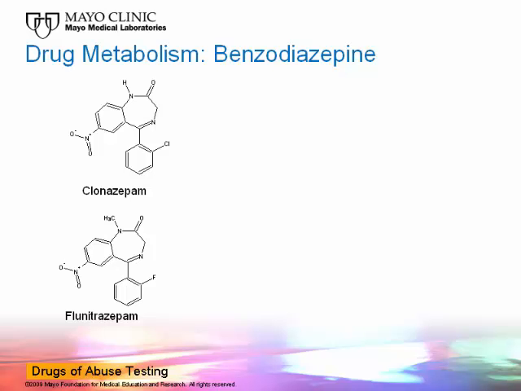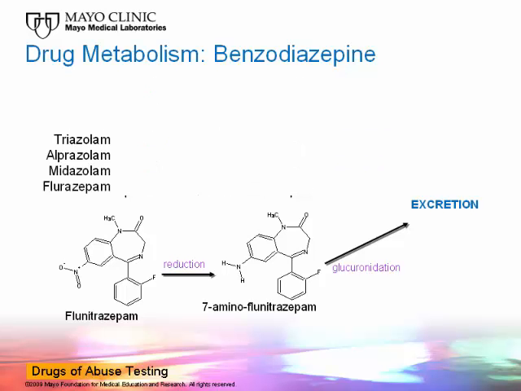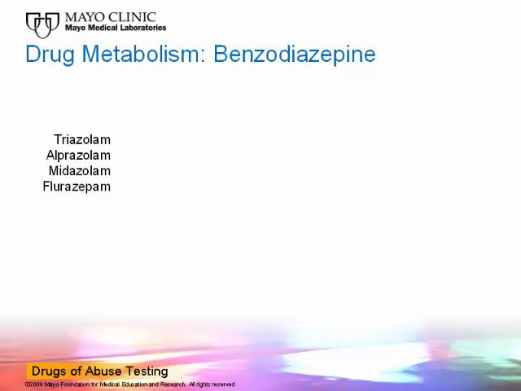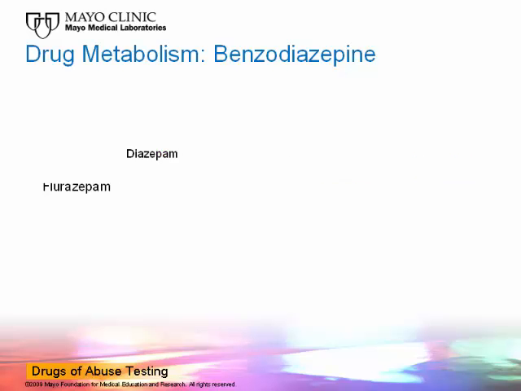If you look at clonazepam and flunitrazepam, which actually flunitrazepam is not available as a prescription drug in the United States, but also goes by the name Rohypnol, is frequently associated with drug-facilitated sexual assault. Both of these are metabolized to 7-amino metabolites, which are then glucuronidated and excreted. Triazolam, alprazolam, midazolam, and flurazepam all are hydroxylated into their respective metabolites, which are glucuronidated and excreted.